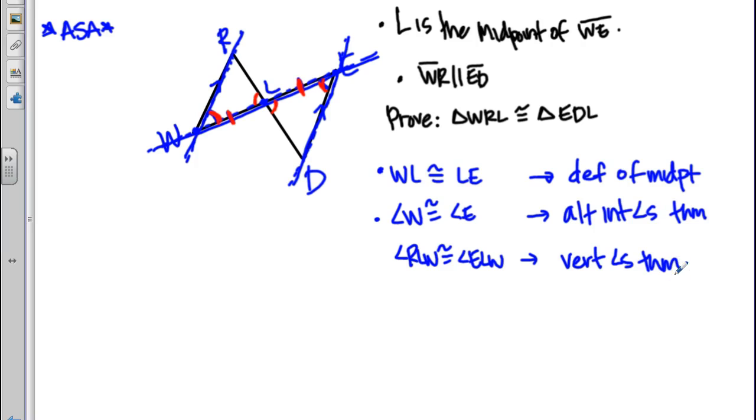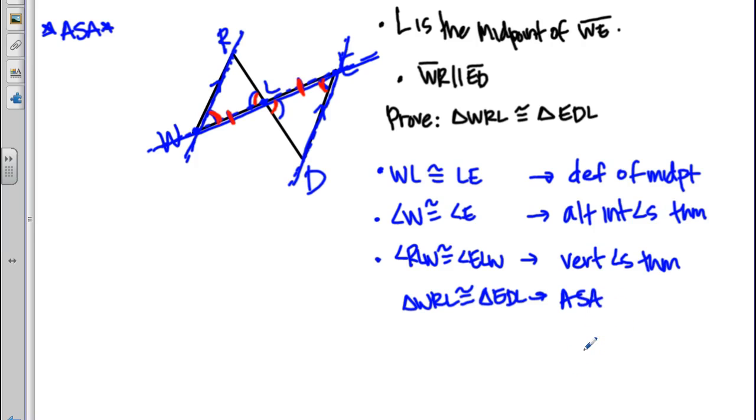Whoop, whoop. All right, so I have angle, side, angle. So I have angle W is congruent to angle E. I have the side that's between them, and then I have vertical angles here. That means the triangles are congruent. So we are finished. We have just proven triangle WRL is congruent to triangle EDL by angle, side, angle postulate.